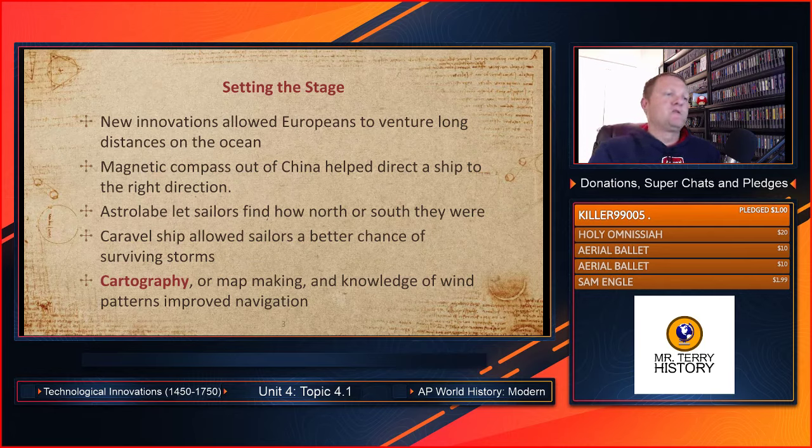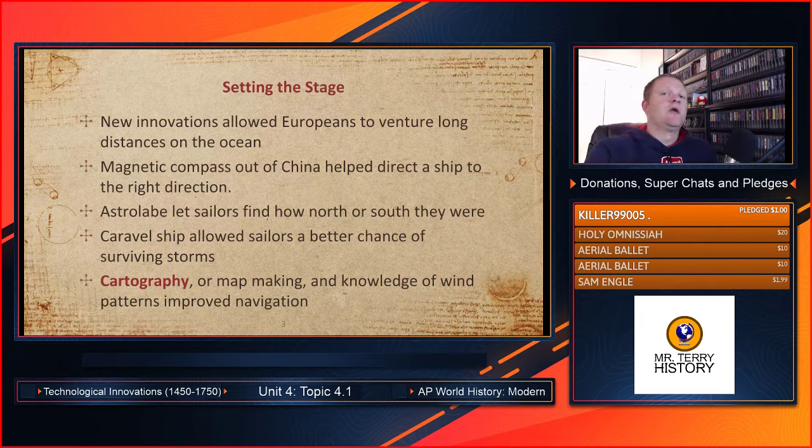Now, a couple of things to introduce that you're going to want to pay careful attention to are the specific innovations that allowed that. One, the magnetic compass, which came out of China, helped ships keep direction and go the right way. Kind of interesting, by the way, from what I've learned, the magnetic compass was originally almost a fortune-telling device until they understood more about what was happening and that you could get a directional heading from it. So, interesting side note there.